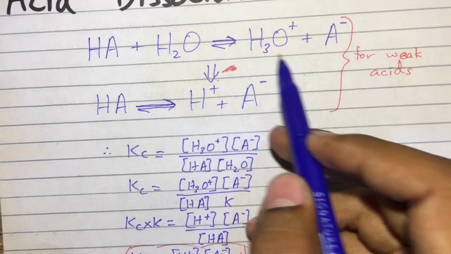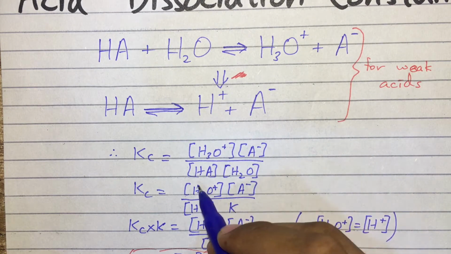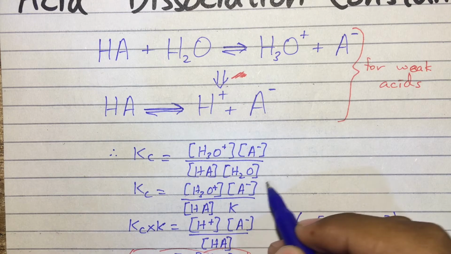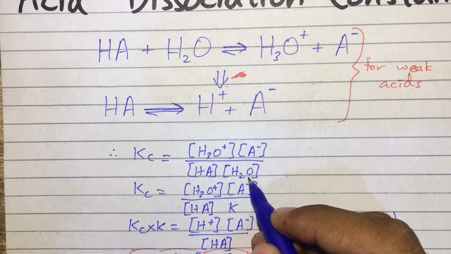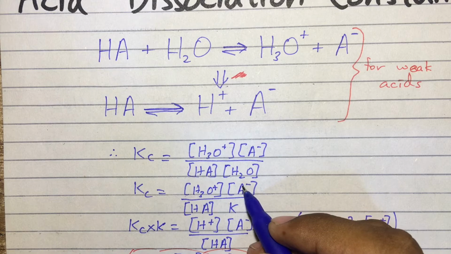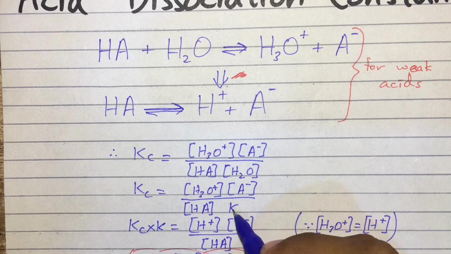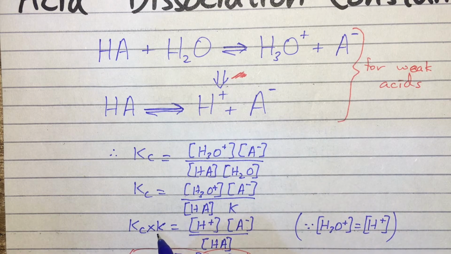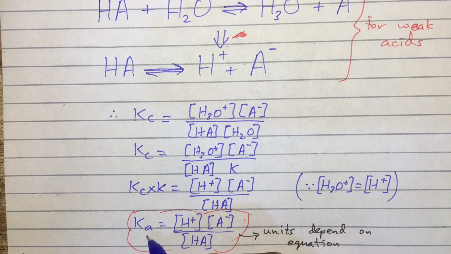Kc for this equation would be H3O positive concentration times A negative concentration upon HA concentration times H2O concentration. Now water, as I mentioned earlier, ionizes very slightly, which is why its concentration is constant. So I can take that as K. So I shifted K over here. Now Kc times K is basically equal to Ka.